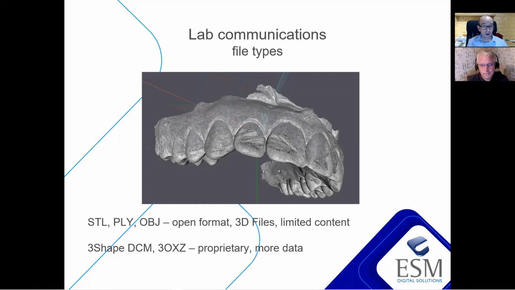Then we look at some proprietary file formats. The one we'd be most familiar with would be the 3Shape DCM or 3XZ file formats. And yes, they're a proprietary file format. They're specific to 3Shape systems, but the result of that is that it can hold more data. So yes, it will contain 3D information like an STL or a PLY file will, but it can also hold additional information such as shade information or margin line information, or if we use the patient-specific motion feature, that kind of jaw motion can be contained within that file format as well.